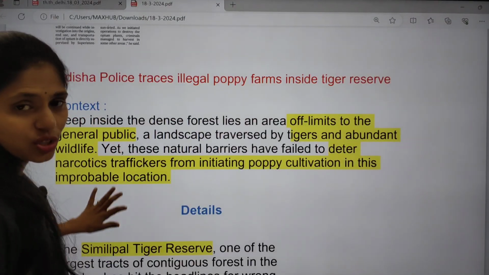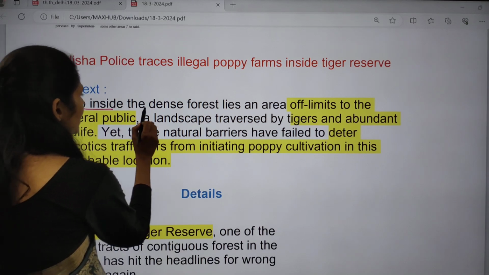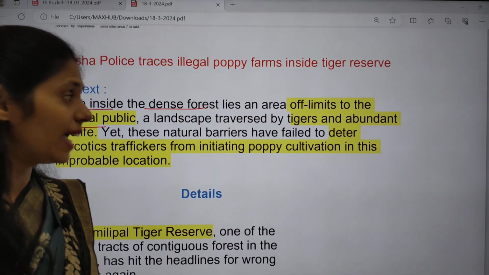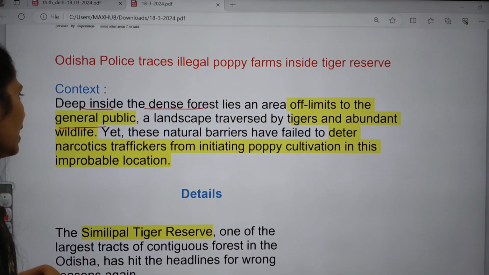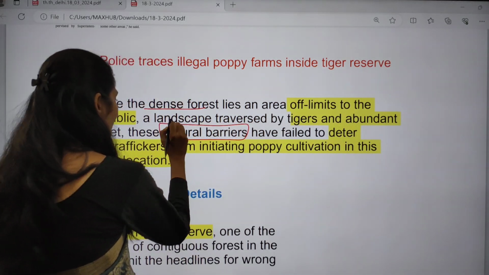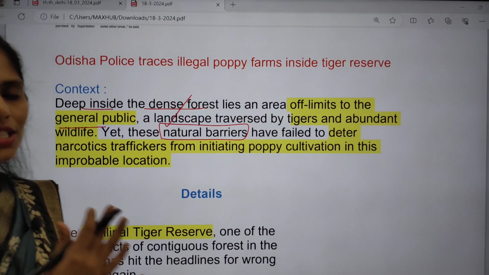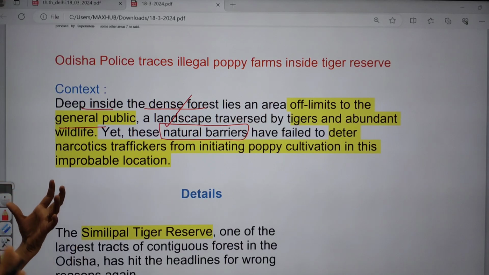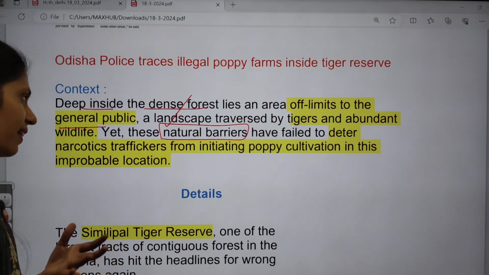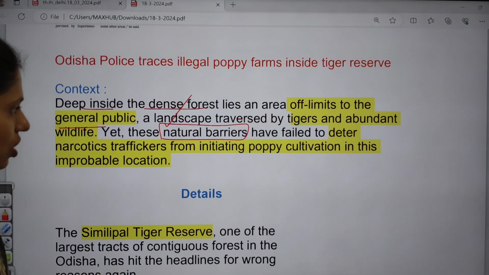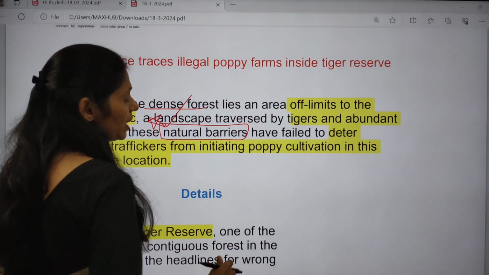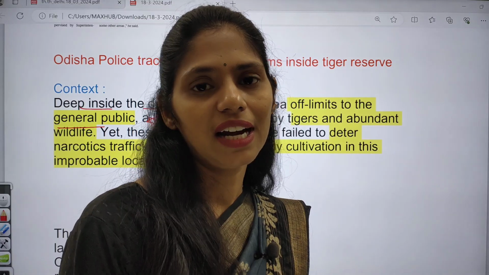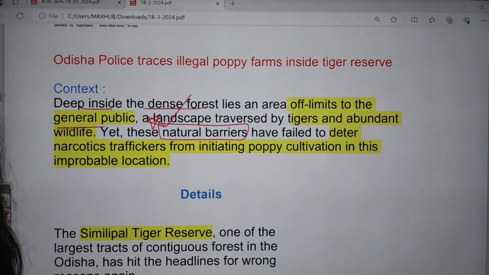So the context says why it is in news first of all: deep inside a dense forest which is out of limits for the general public, and especially in a tiger reserve where tigers are present in abundance, these are natural barriers. But even though there are natural barriers like dense forests and tigers in very good numbers, and even a threat to life, these natural barriers failed to stop narcotic traffickers from initiating poppy cultivation. So people are coming past those natural barriers, and these narcotic traffickers are going for cultivation of this poppy in an improbable location.